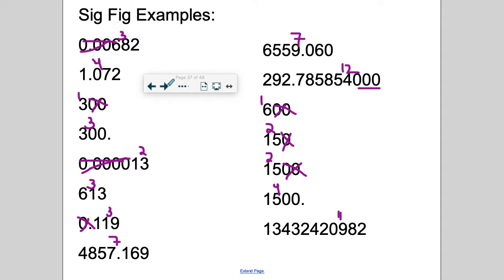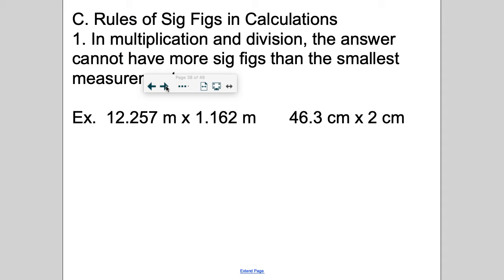That's a lot. Isn't this so much fun? I love sig figs. I mean, honestly, it's not that bad. Okay, now that's just looking at a number. Now we're going to do some calculations.